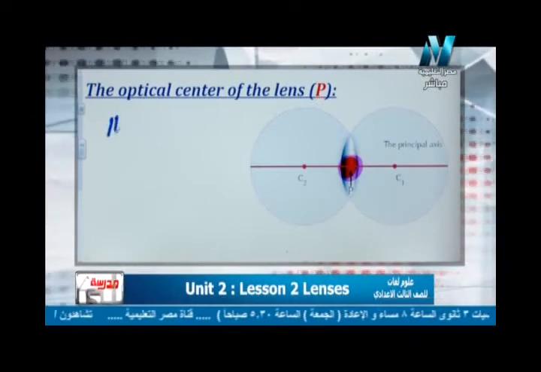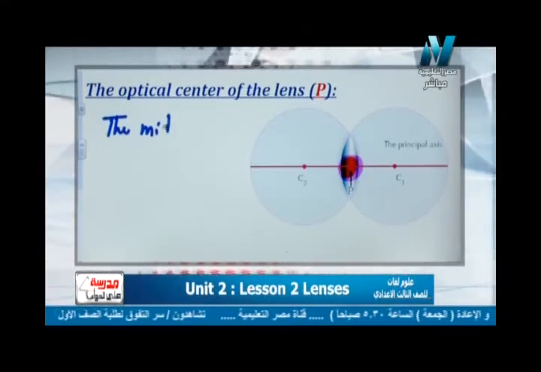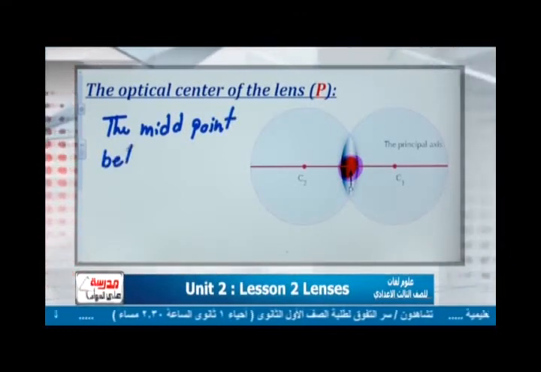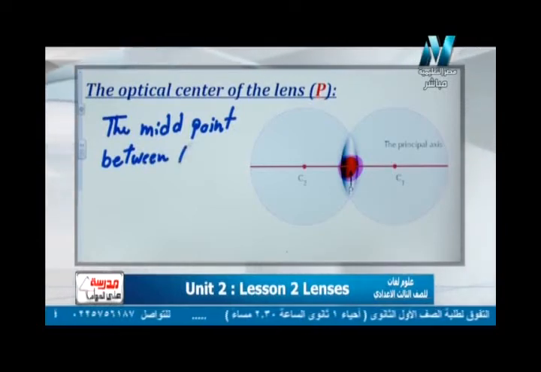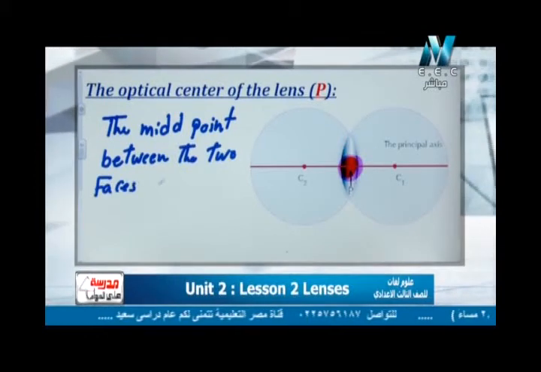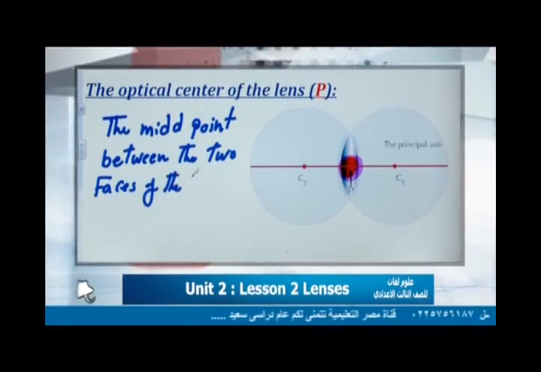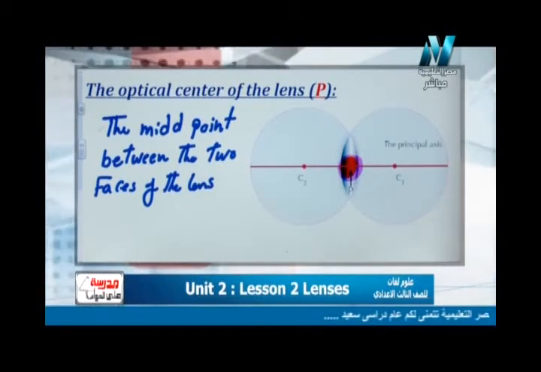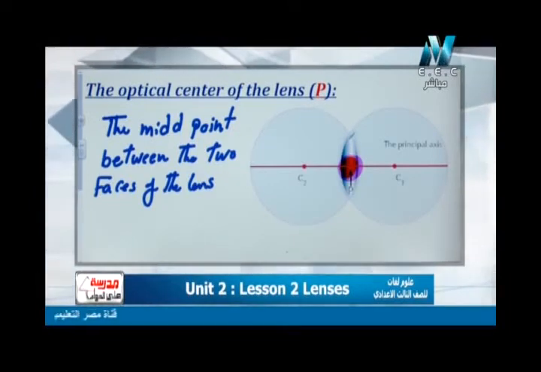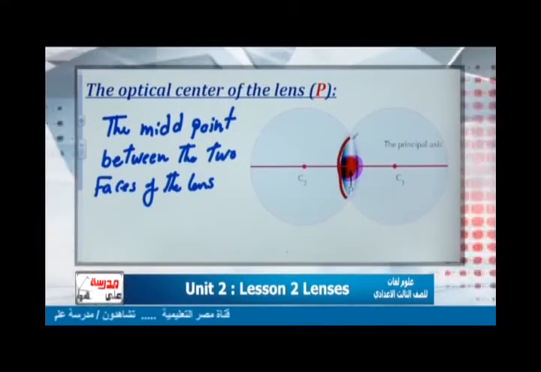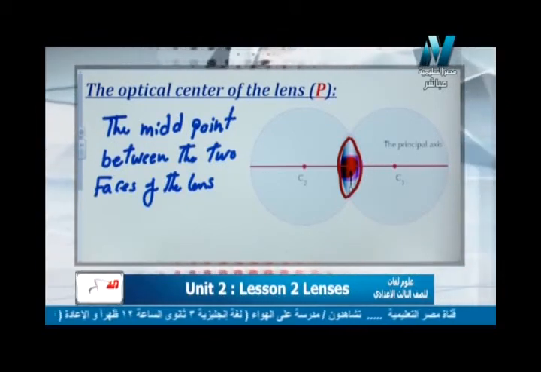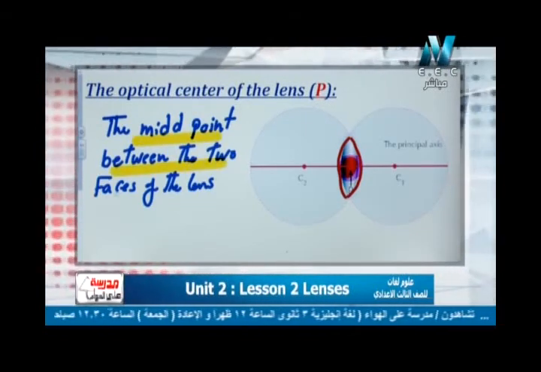It is the midpoint between the two faces of the lens. It is the point in the middle between two faces of the lens. As we see here in front of us, any lens has two faces. If we draw them like this, we have here one face and we have another face in the other direction on the other side. So we have P, the midpoint between the two faces of the lens.